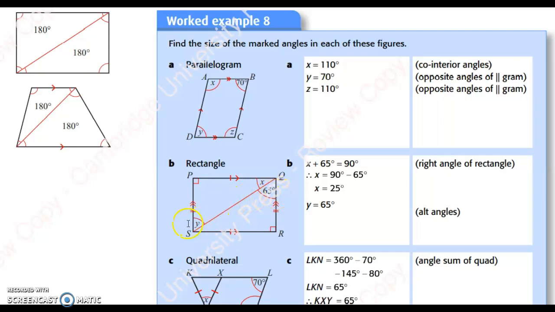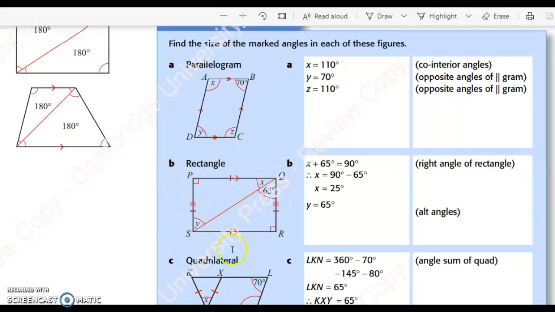Do you remember alternate angles? If we have two parallel lines and another line crossing them, this situation is called a transversal. So 65 degrees will be the same as the y. So y is 65 degrees.